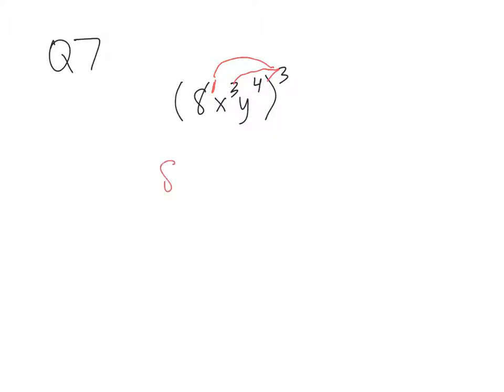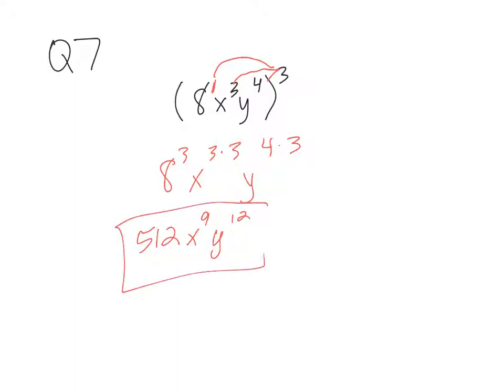So I'm going to have 8 to the power of 3, x to the power of 3 times 3, and y to the power of 4 times 3. 8 times 8 is 64. 64 times 8 is 512. x to the power of 3 times 3 is 9. And y to the power of 4 times 3 is 12. That would be your final answer.